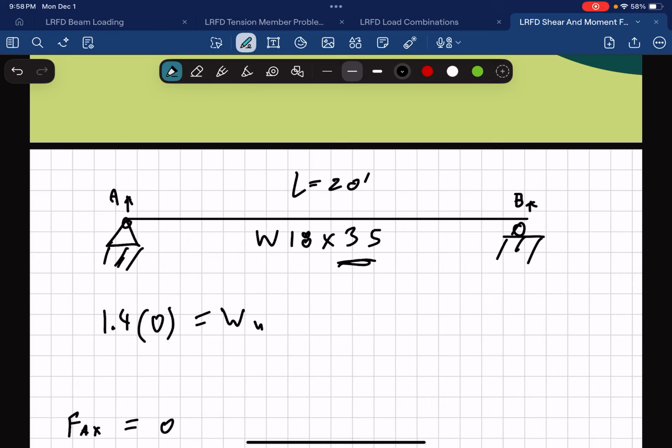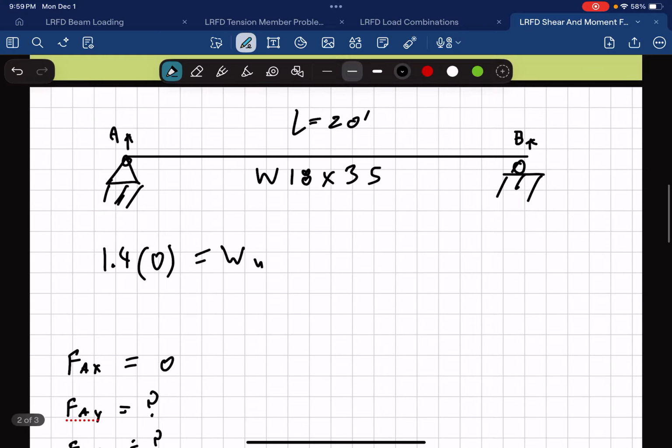Let's use LRFD to draw a simple shear and moment diagram for a beam that is only supporting its self-weight. So here we have a simply supported W18 by 35 at a length of 20 feet. Now, even though you're not seeing any loads drawn on this, you can actually draw a shear and moment diagram based purely off the self-weight of the beam, and that's what we're going to do here.